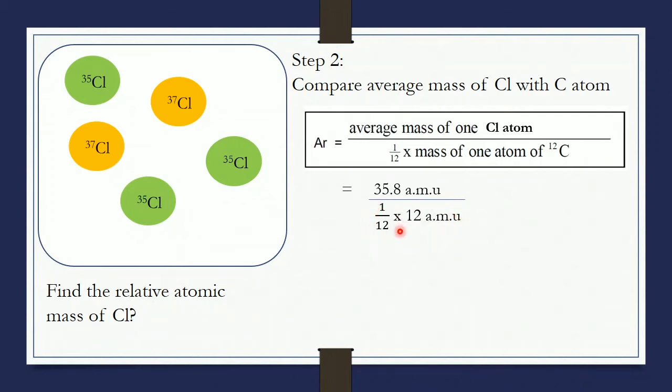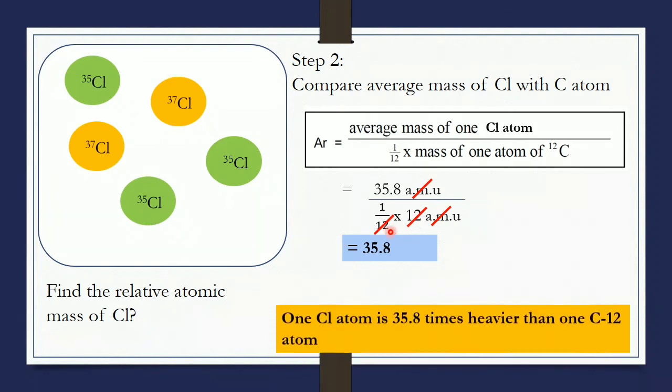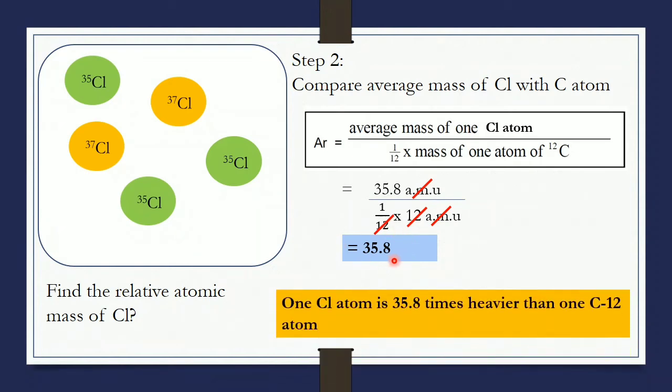So 1/12 we can cancel off with the 12, so it's equal to 1, and based on the equation we can also cancel the amu. So the relative atomic mass of chlorine is 35.8. So remember, for relative atomic mass there's no unit. So what does the information tell us? Based on the relative atomic mass, we know that a chlorine atom is 35.8 times heavier than one carbon-12.